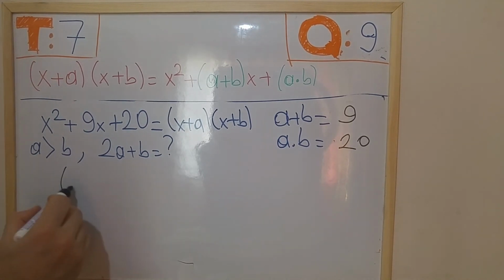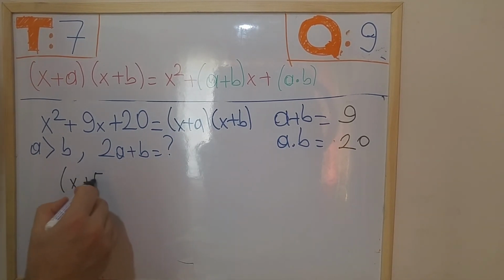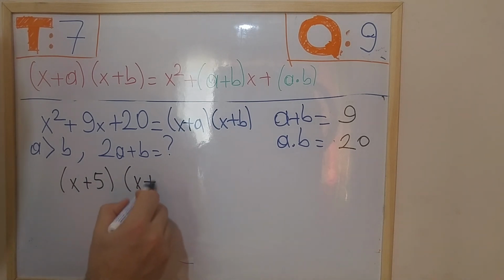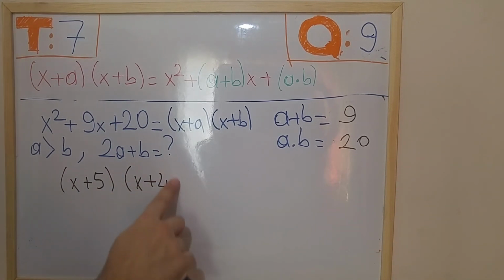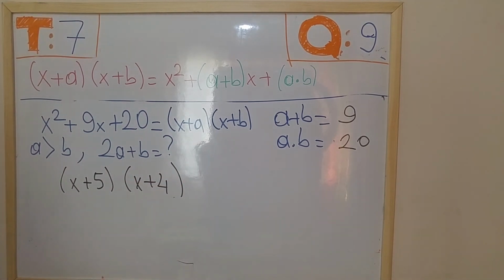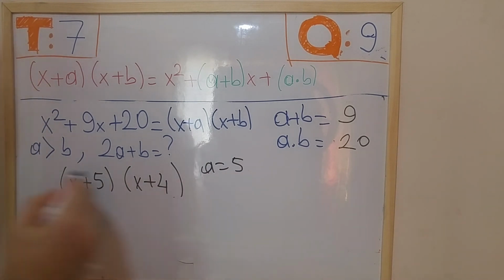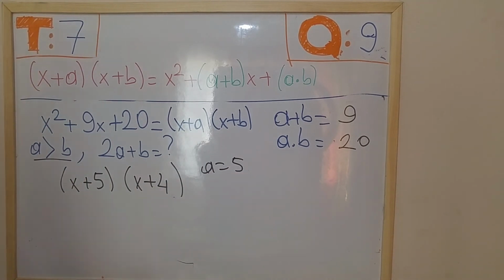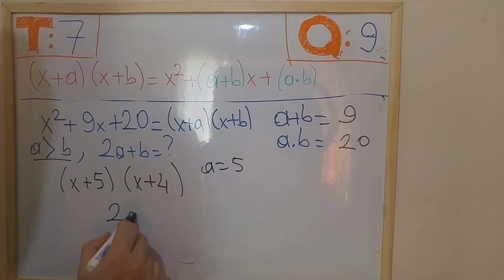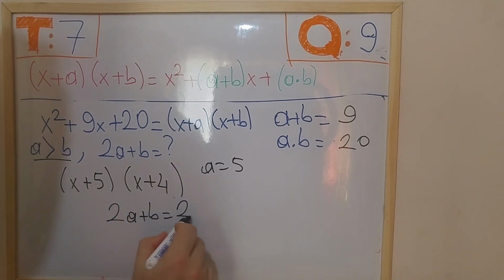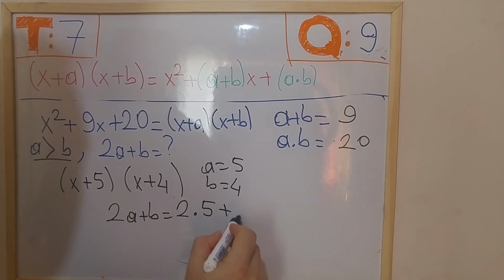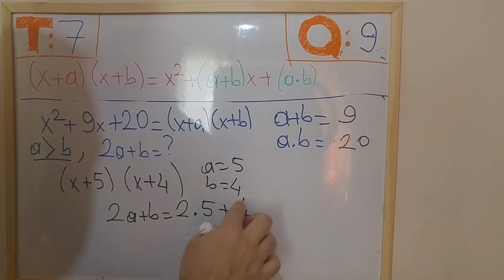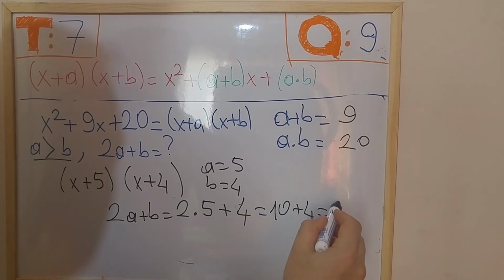So I can say that this expression is equal to (x + 5)(x + 4). And now what I am asked is, I have to place a as 5, a is equal to 5 because a is greater than b. And what I am asked is 2a plus b, which is equal to 2 times 5 plus, I have to place b as 4, plus 4, which is equal to 10 plus 4, which yields 14.